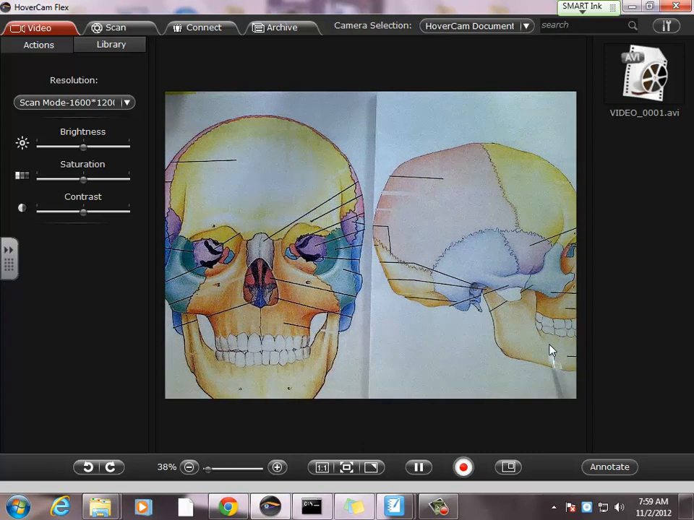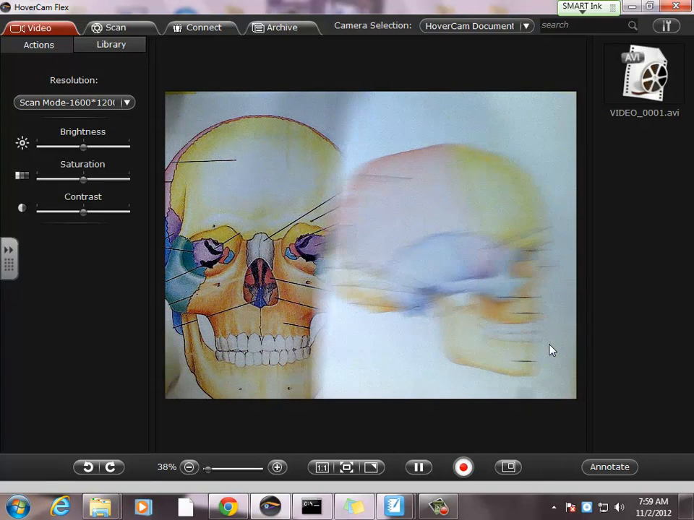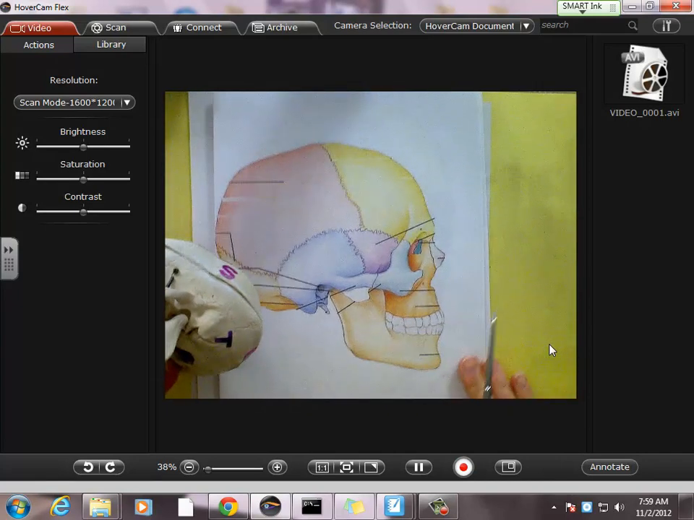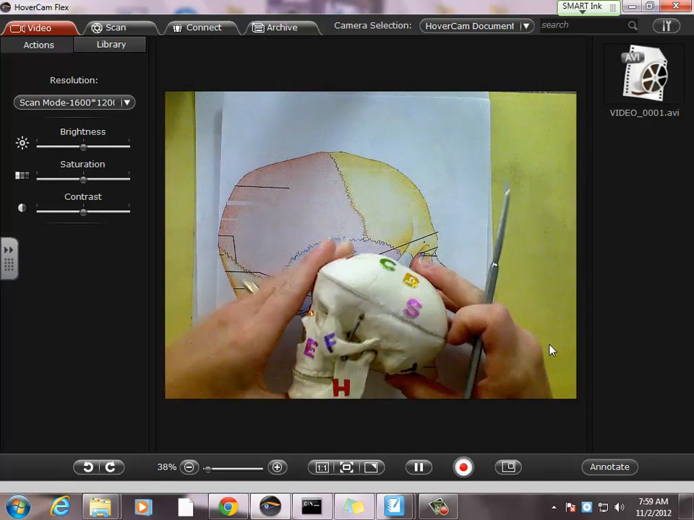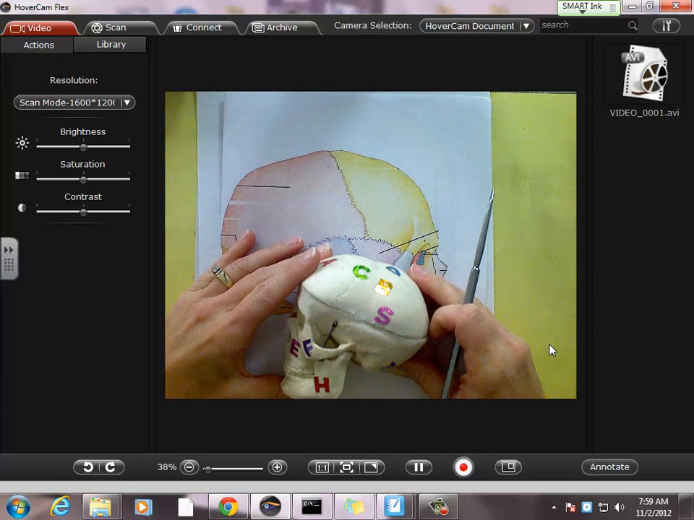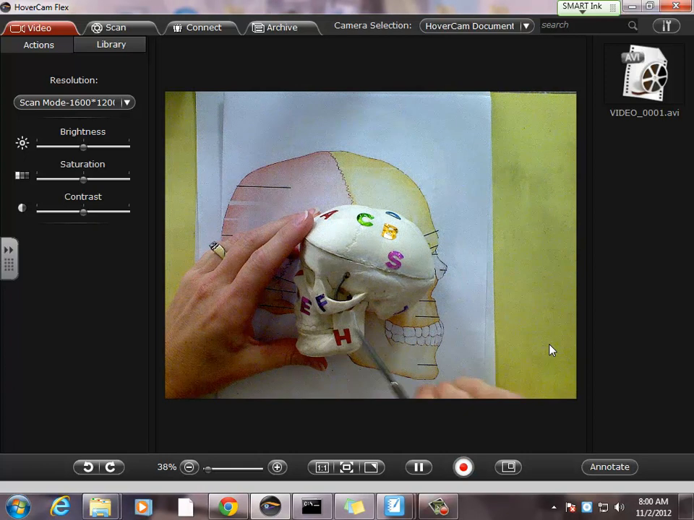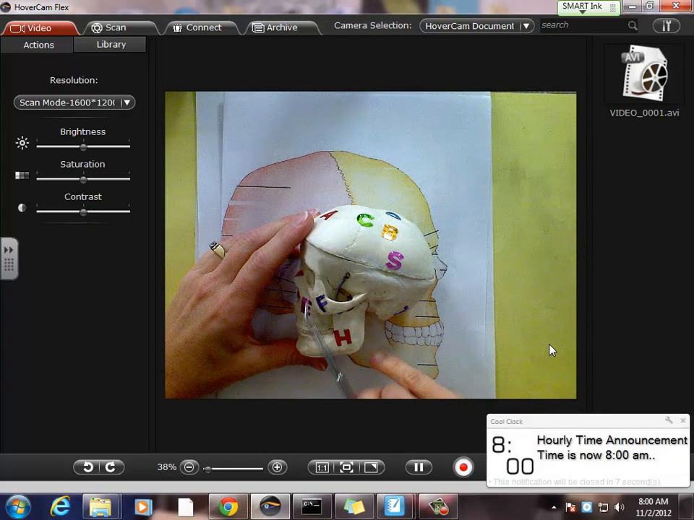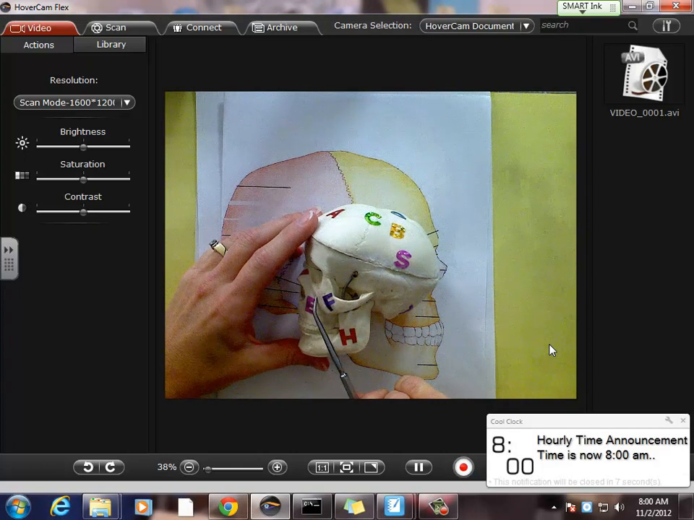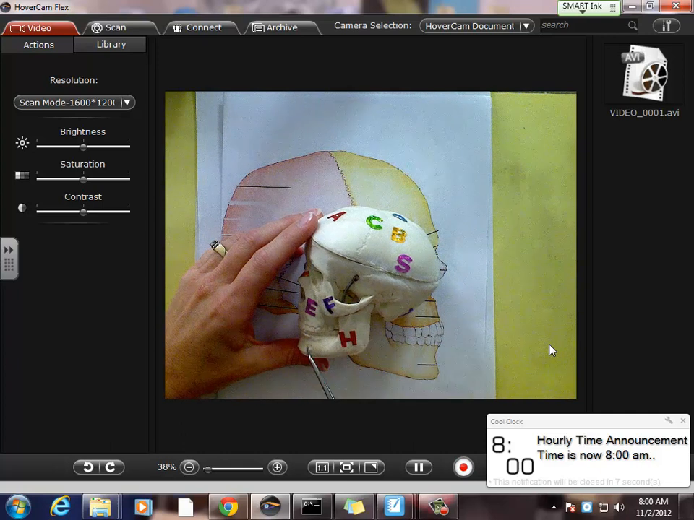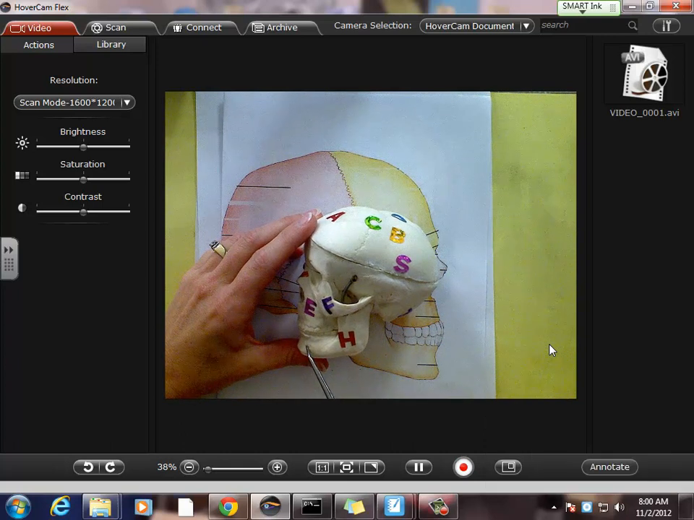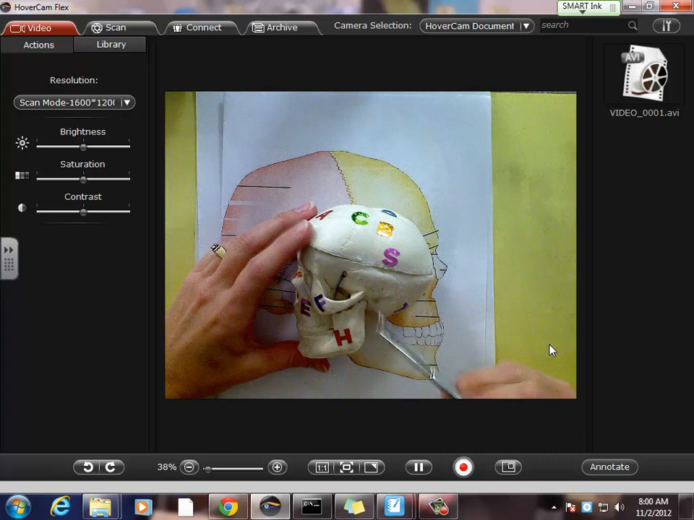Now let's proceed to the lateral view and identify a few more structures that we can observe. So from the lateral view, we can see some of the same structures we could see from the anterior view. We can see the mandibular symphysis. We can see the zygomatic arch. We can also see the infraorbital foramen, the supraorbital foramen, and the mental foramen. In addition, we can see some other structures.